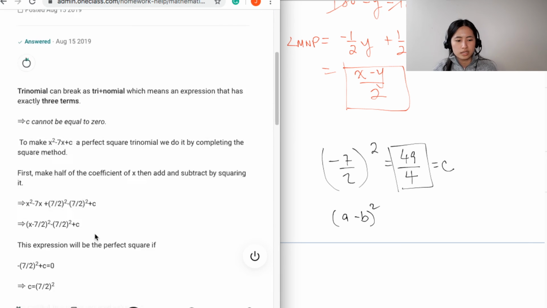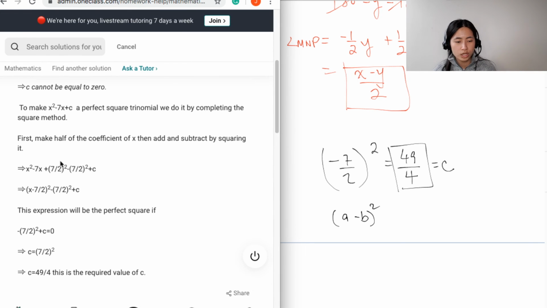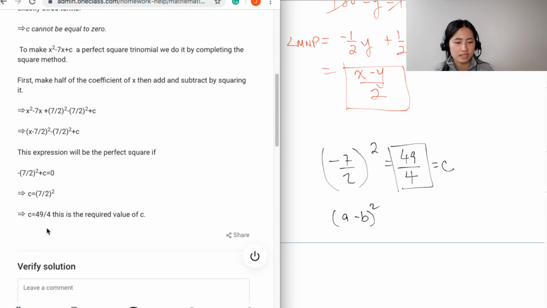Okay, great. So let's see what they wrote. Yeah, so they've actually shown you how to complete the square. They're taking -7 divided by 2 squared, and because you're adding a new term, you're subtracting the same term, 7/2 squared, and then they're saying that c is equal to 49/4, which is exactly what we did.